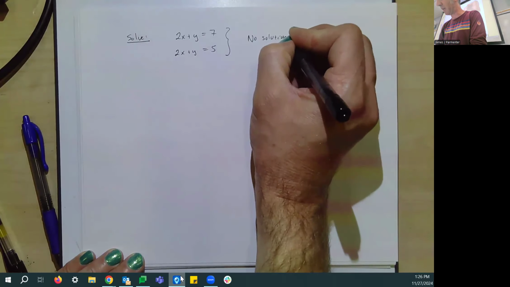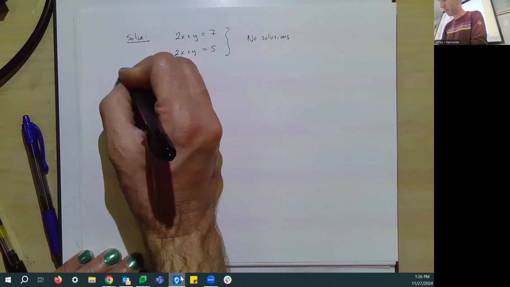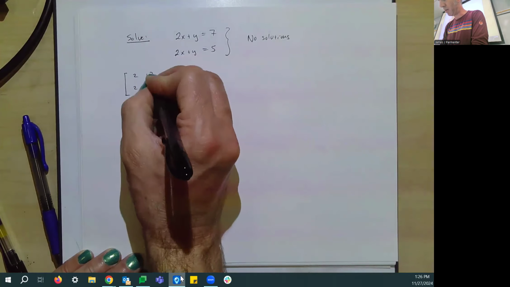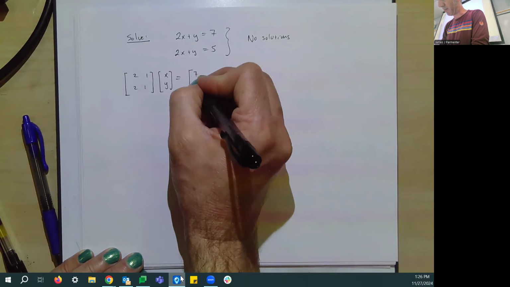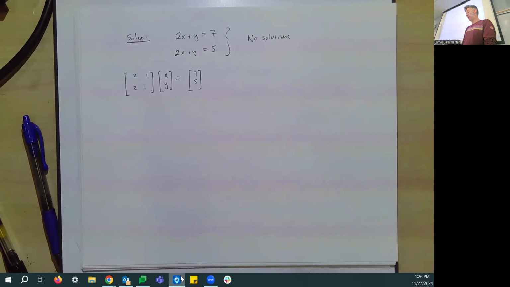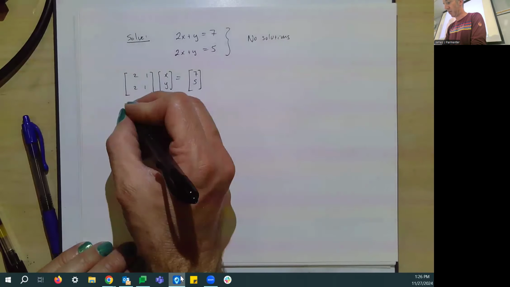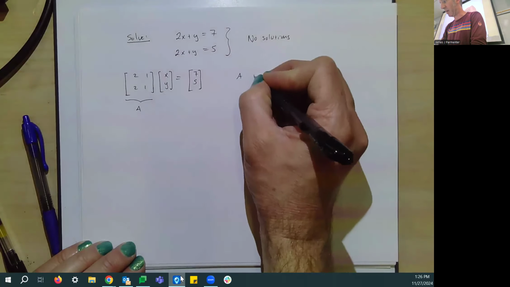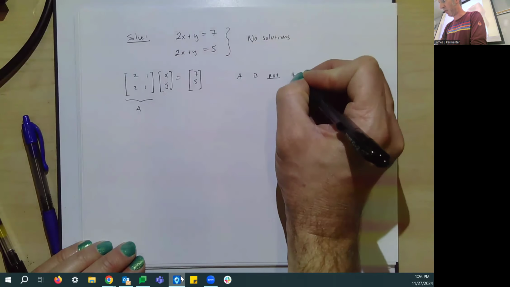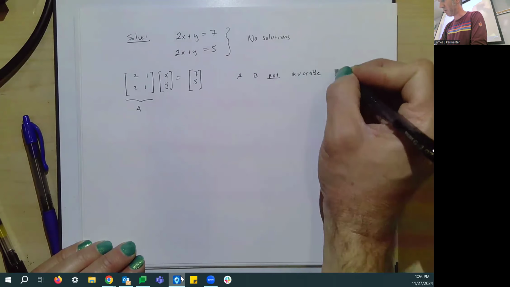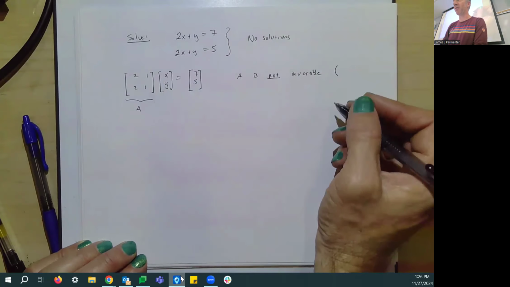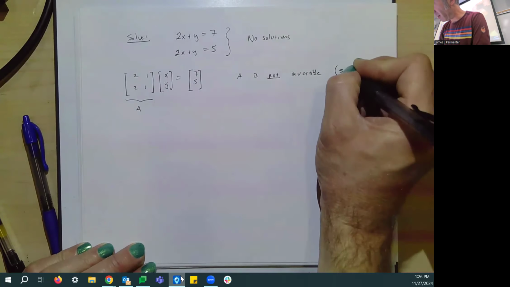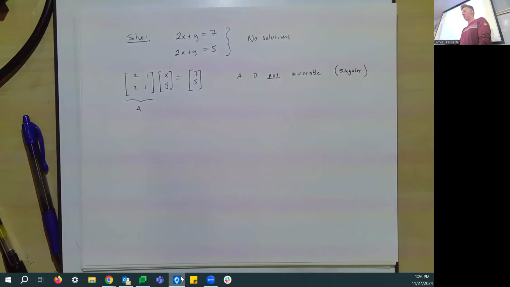And if you look at the matrix in the matrix equation, it would have been 2, 1, 2, 1 times x y equals 7, 5. And we can't try to solve this the matrix way because our matrix A is not invertible. What's the word for that? It doesn't have an inverse. It doesn't have a partner. It's singular. So A is not invertible. It's singular.